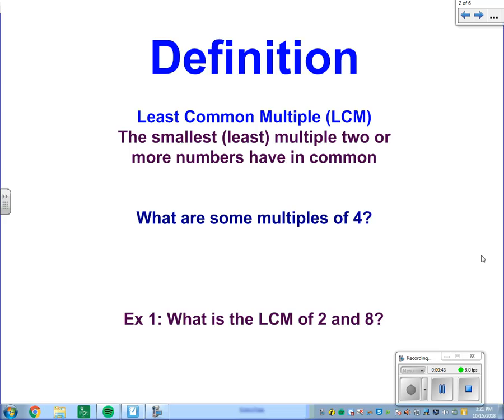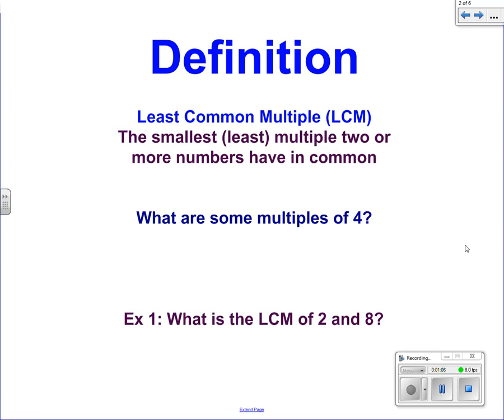Before we get into chapter 3, I thought what would be good is to practice how we find least common multiple. This way, when we get to chapter 3, we're not trying to figure out how to do that. So this is intended to be a refresher to help you get acclimated with finding LCM. So let us begin. Least common multiple definition: that is the smallest multiple, or least, that two or more numbers have in common.